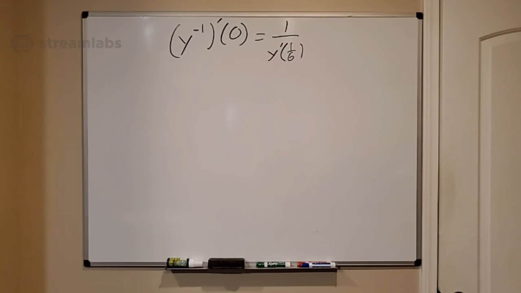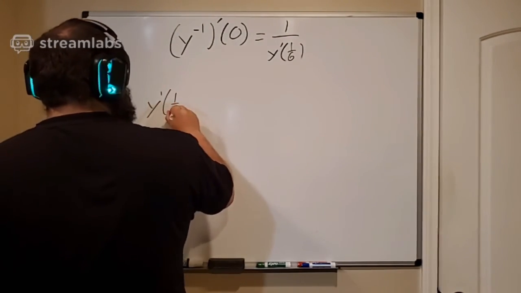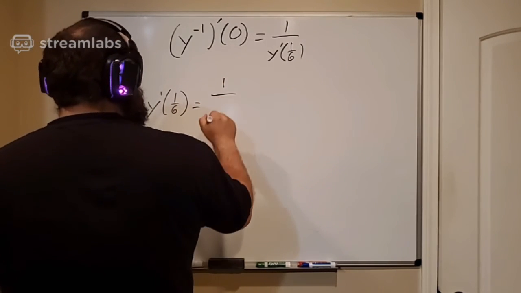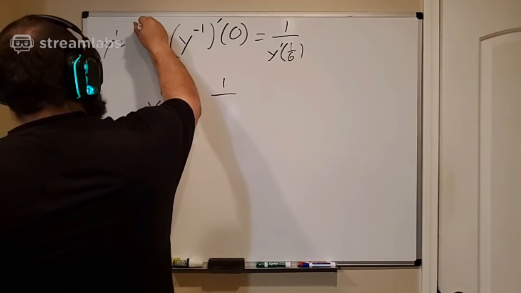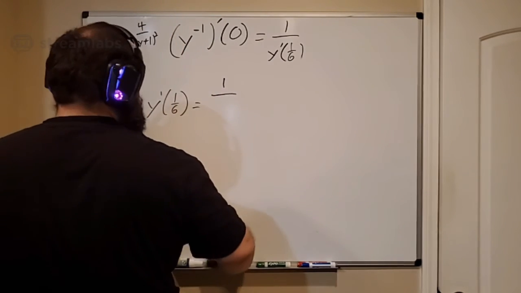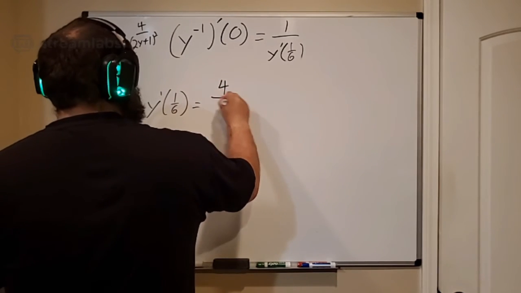Okay. So that is just using the inverse derivatives and remembering how that property works. And then at that point, we need y prime of 1/6. So let's see, what was y prime? The derivative was 4 on top, so 4 over. What's going to go on the bottom?